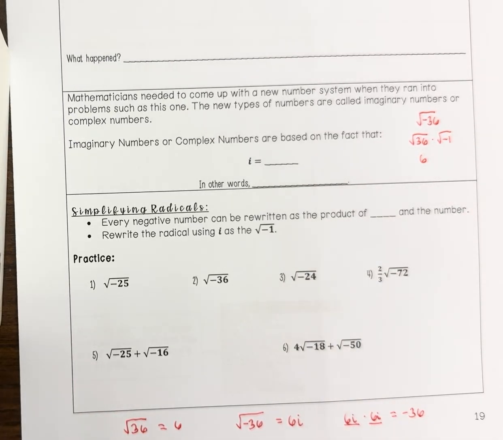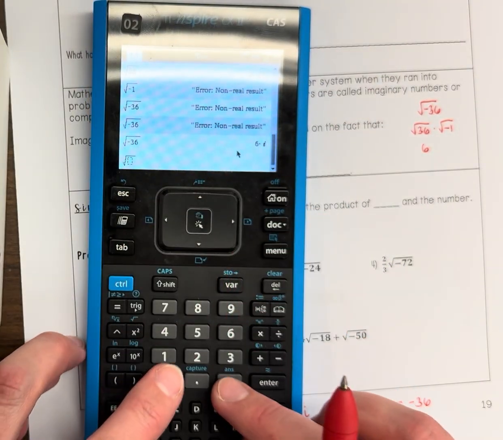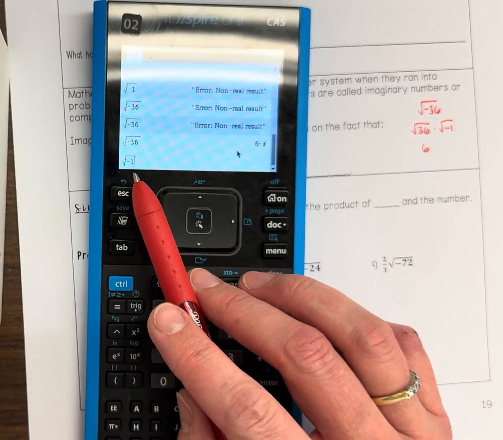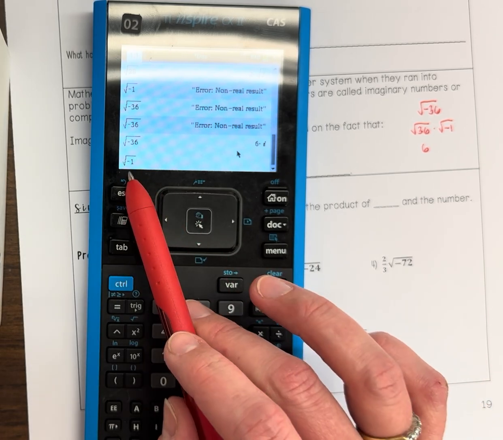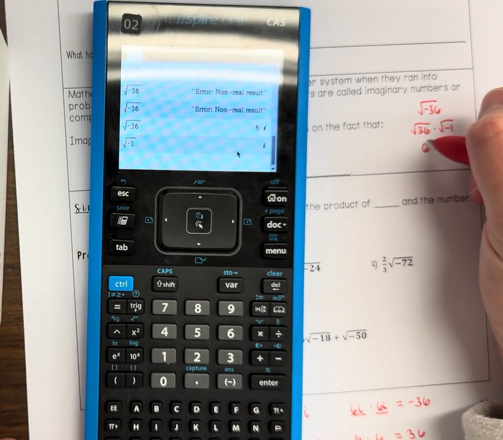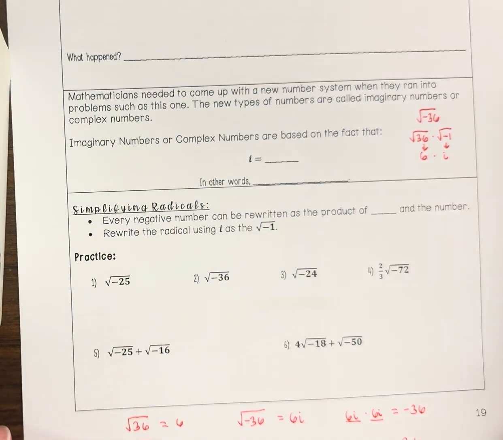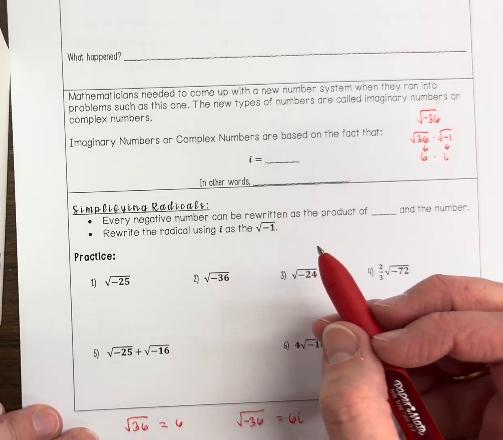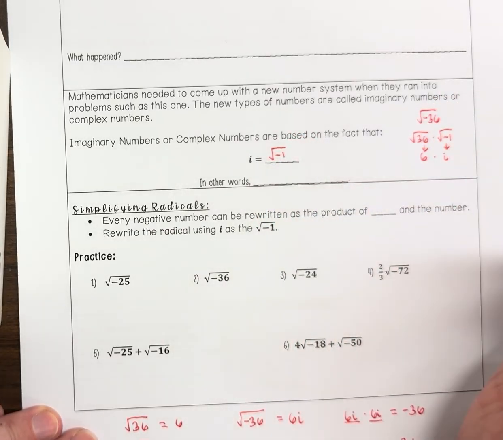The square root of negative 1, that's the most basic imaginary number that has been created, since 1 is the lowest perfect square. So the square root of negative 1 is where i is coming from. So this is where the 6i is coming from. They are based on the fact that i is coming from the square root of negative 1.